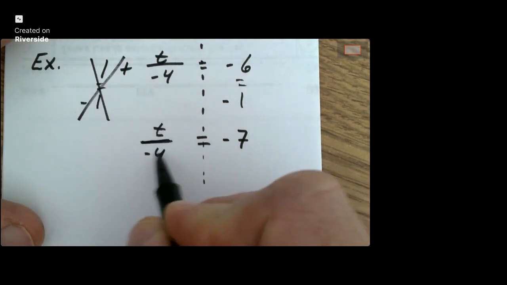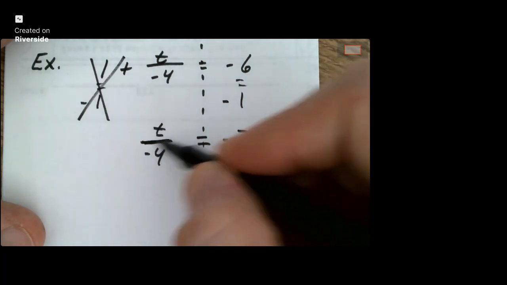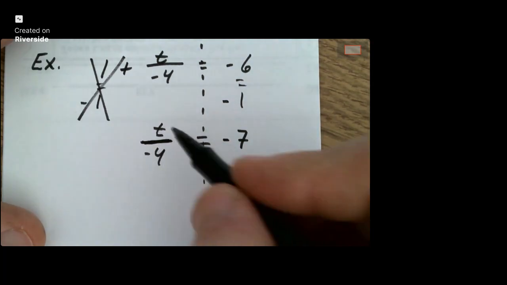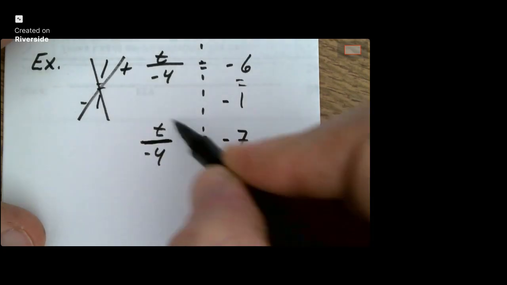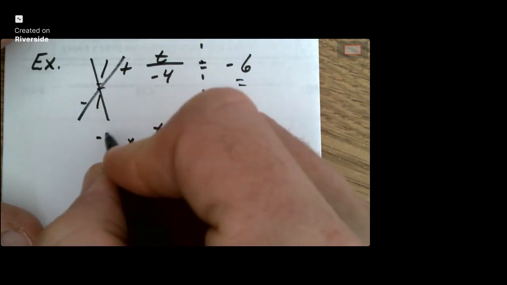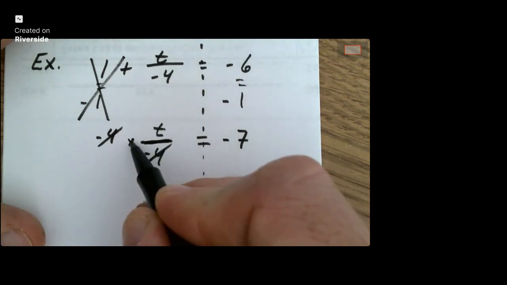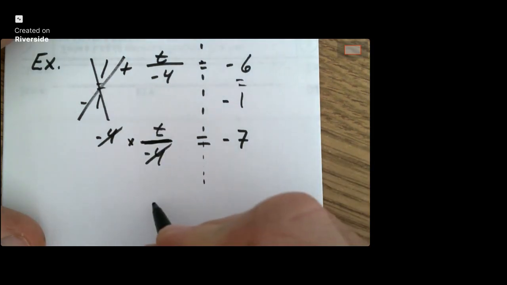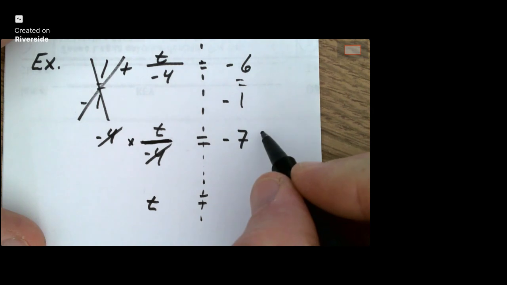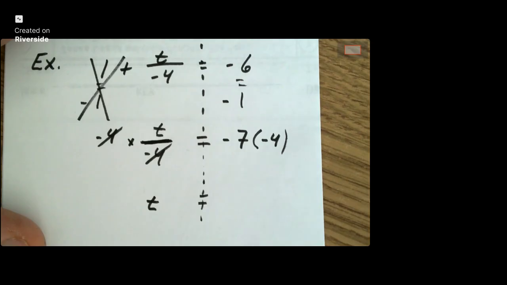T is attached to a -4 by division. That fraction means divide. So if we want to undo dividing by -4, the opposite of that is to multiply by -4. So I'm going to come in over here on this side and multiply this side by -4. And that's going to cancel both of those out, right? Dividing by -4 cancels out with multiplying by -4, and that gets us our t by itself, which is what we want. We still got our equal sign. But if we multiply that side by -4, we have to multiply this side by -4. And that creates a calculation over there that we have to do.